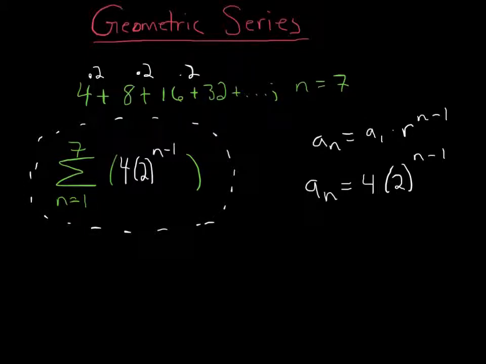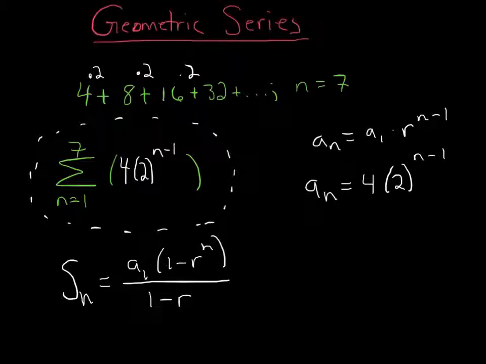Now, if the question asks to find the first term, the last term, and the sum, this is going to take another thing. The first and last term should be easy. We plug in the lower and upper limit of n and figure out what those are. The sum requires another formula. Remember, the sum of a geometric series was a sub 1, the initial term, times 1 minus r to the power of n, all over 1 minus r. So let's try to find those three things.